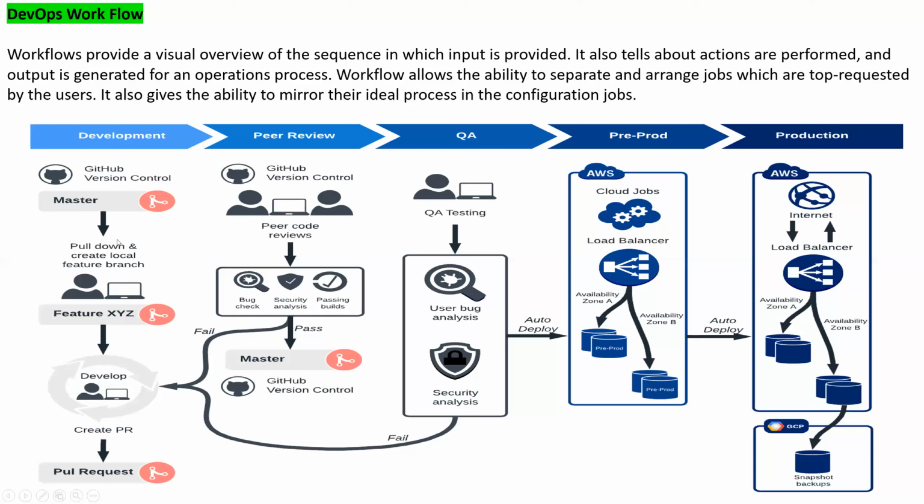So from the master branch, the developer pulls it down on their local and makes a feature branch. Whatever the feature branch, you can give it a name, for example XYZ. Into that feature branch, the developer makes changes. After making the changes, they create a PR. PR is the pull request.